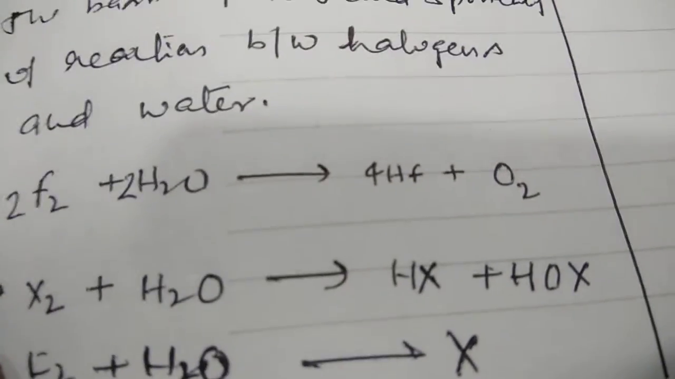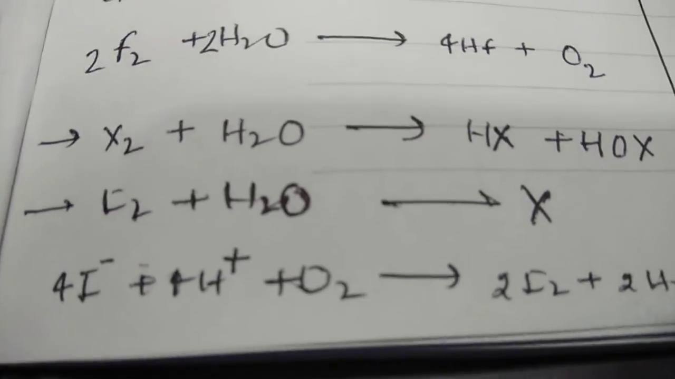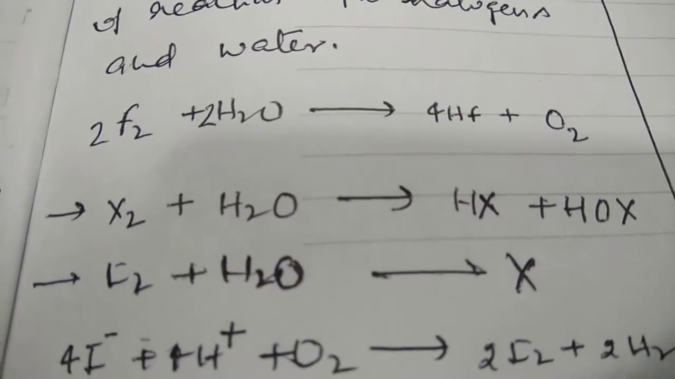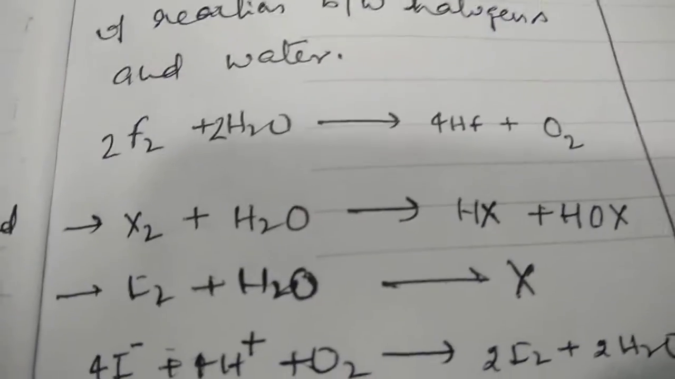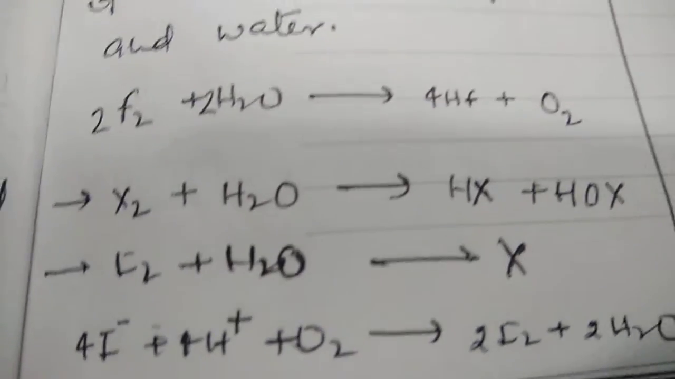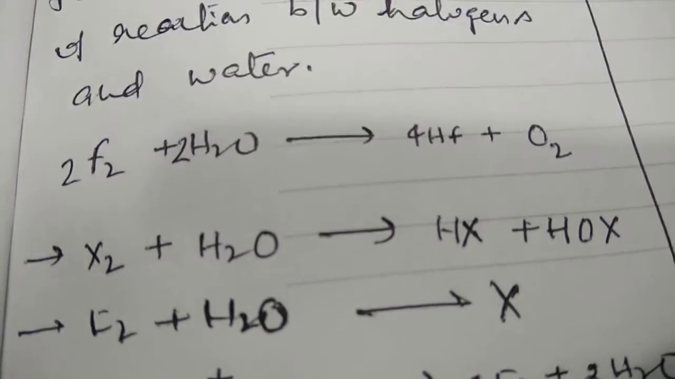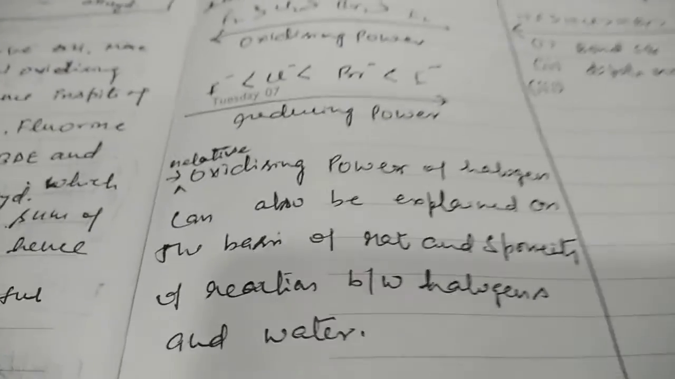In fact, the opposite of the reaction happens: iodide ion in the presence of acid, in the presence of H plus, is easily oxidized into I2 by water. So this non-spontaneity of the reaction indicates that iodine is a weak oxidizing agent, even weaker than water. It can't oxidize water, while fluorine can oxidize water. Chlorine and bromine can also oxidize water. So again, they favor the oxidizing nature, that F2 is strongest, then Cl2, Br2, I2.